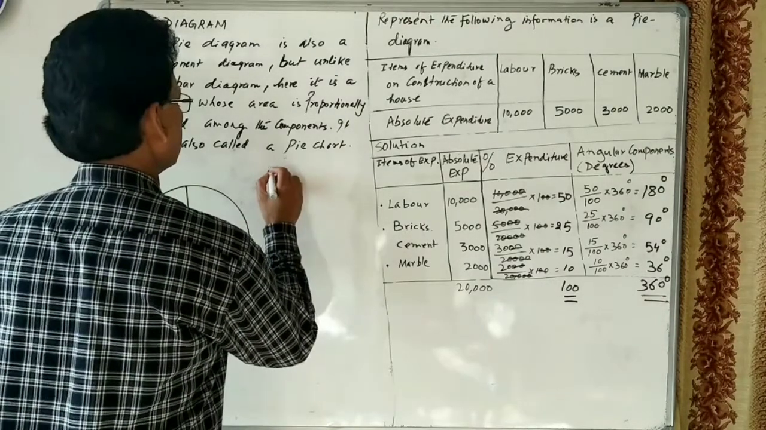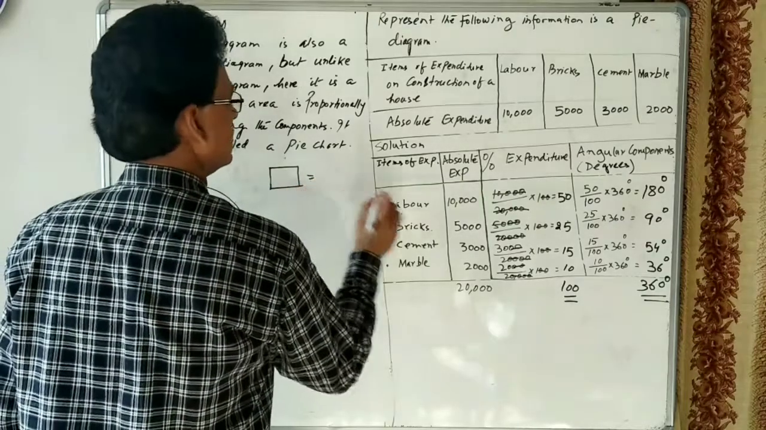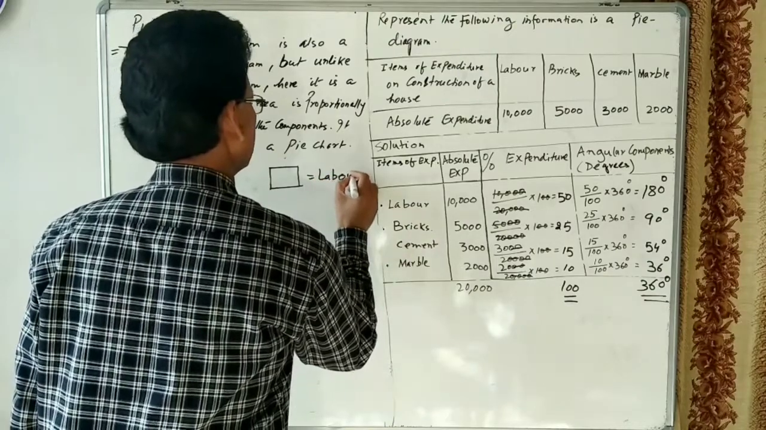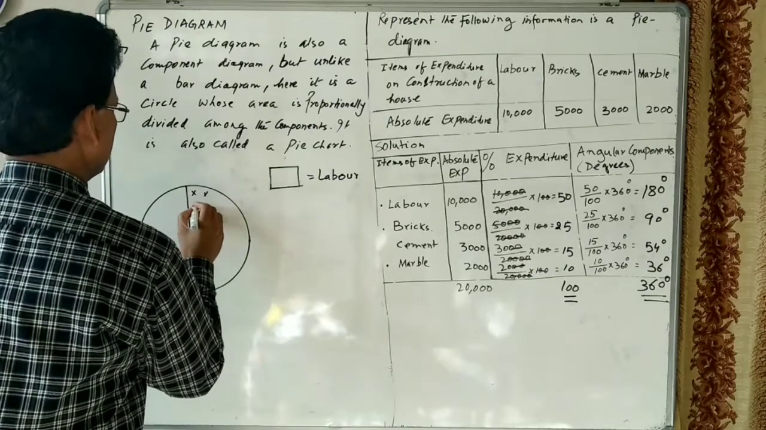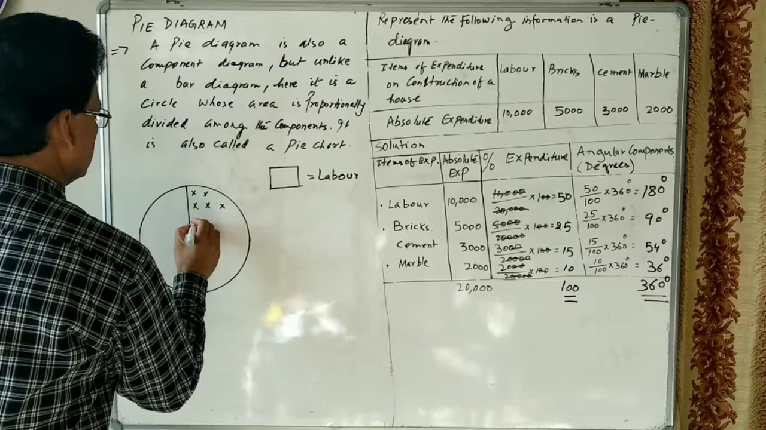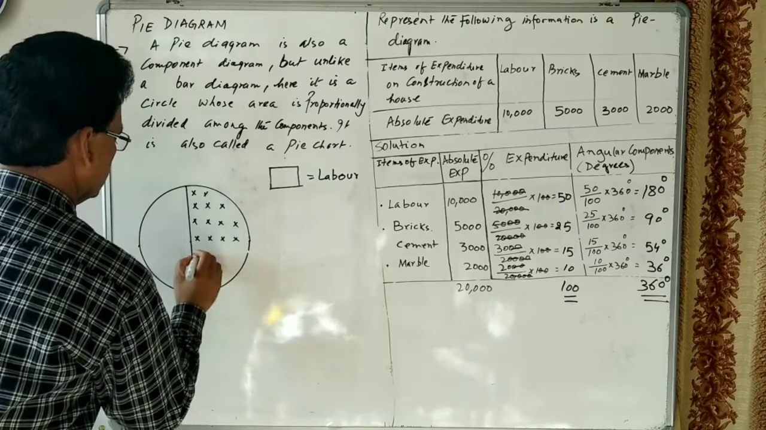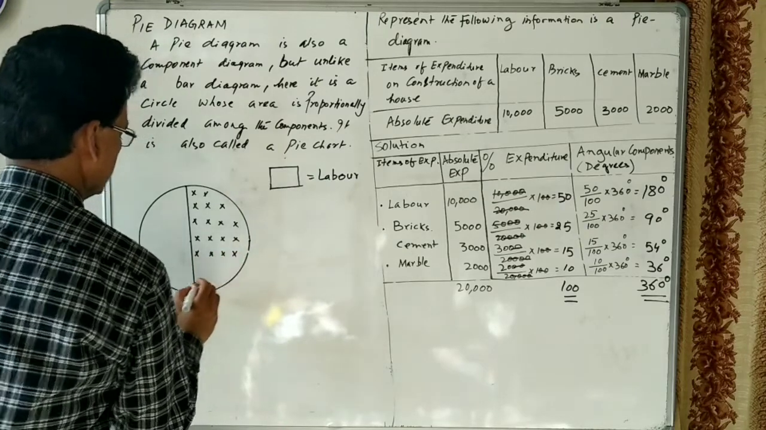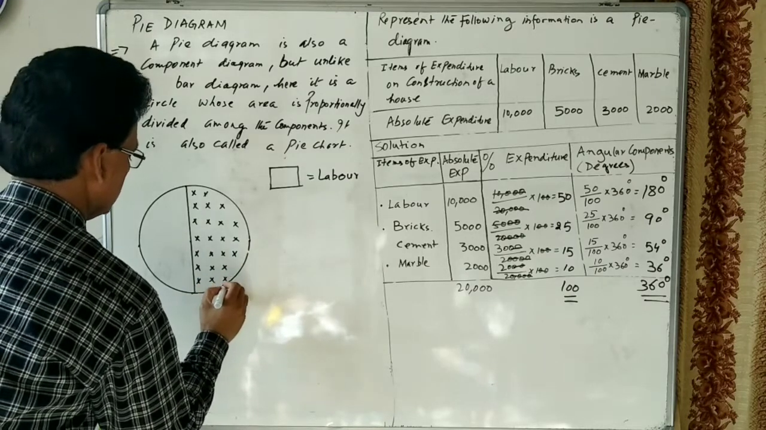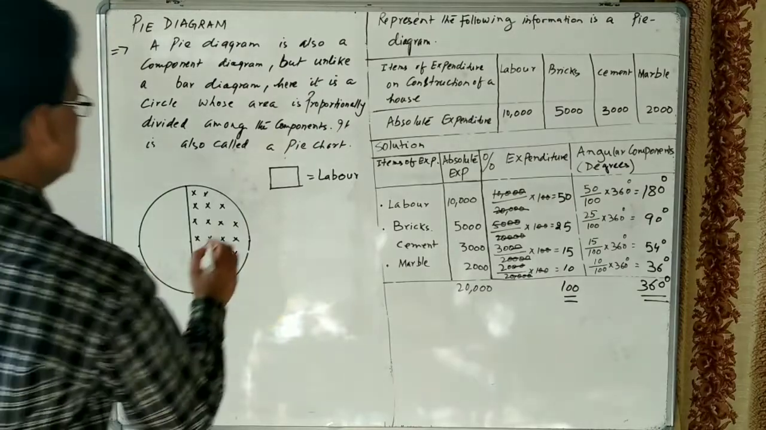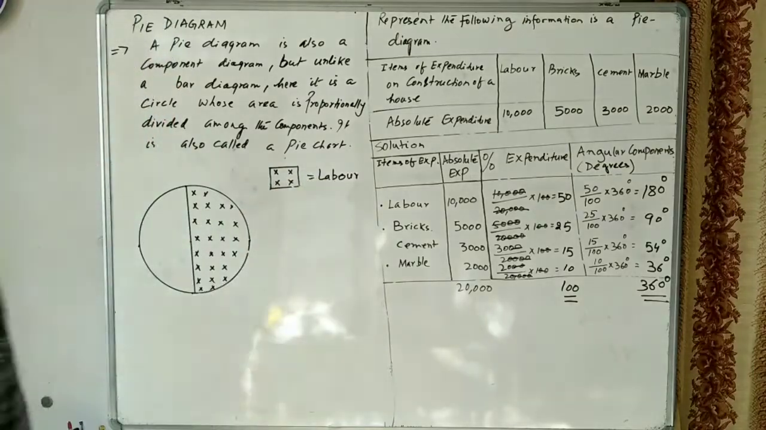So here, suppose this is the labor. For labor we can give one color. Suppose we give it like this. Because the diagram should look attractive, the diagram should be appealing also. Here also we can write this. So this is the labor.